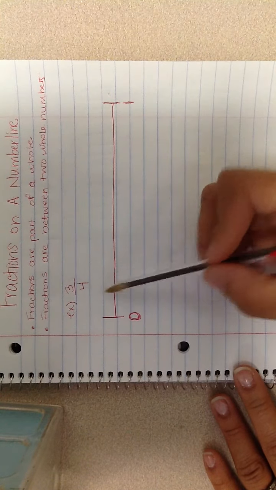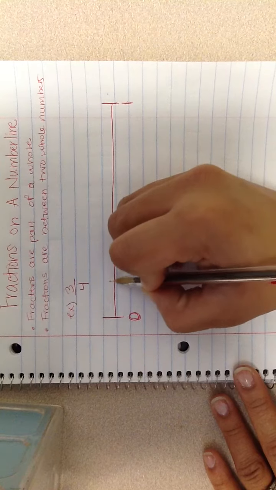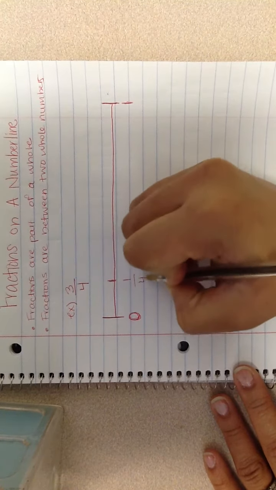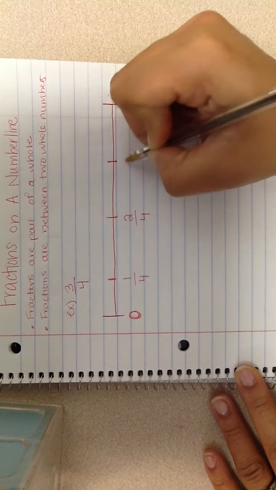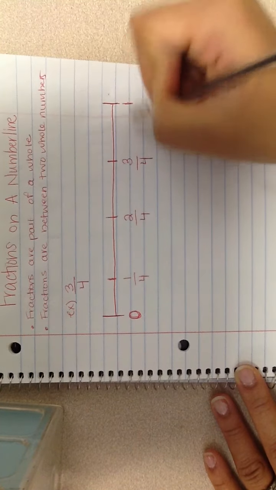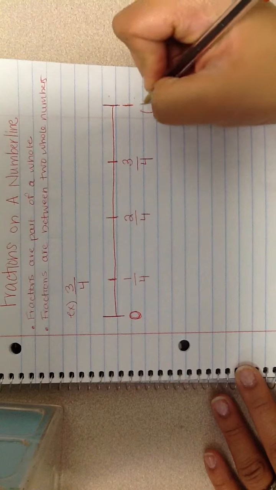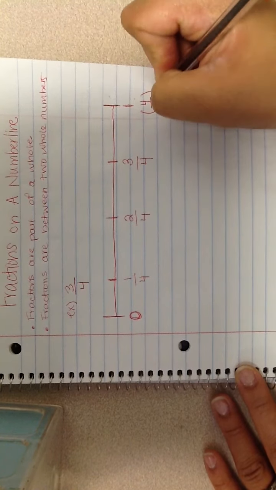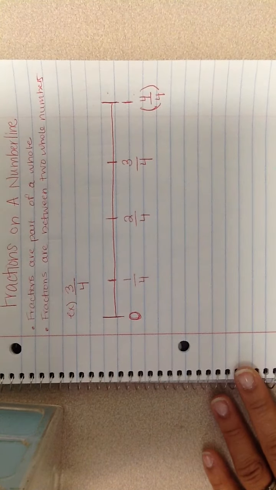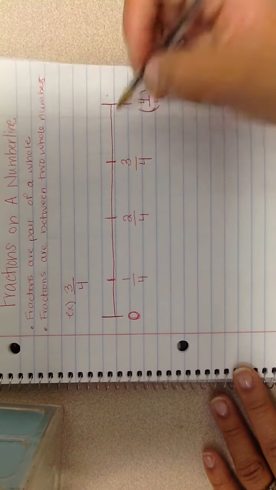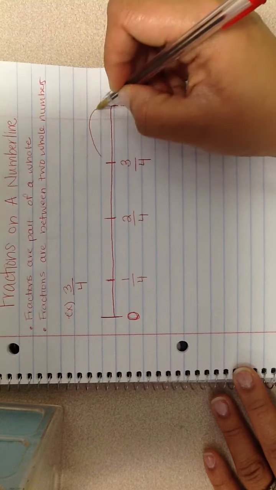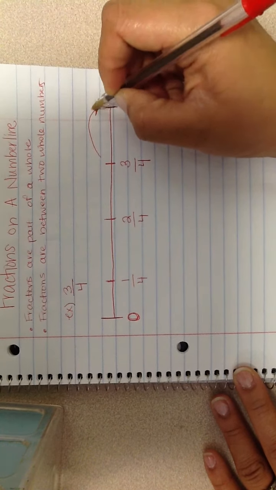If we were counting by fourths, we would say 1/4, 2/4, 3/4 would go here, and then 1 whole, because 1 whole is the same thing as 4/4. So if we were trying to figure out which whole number 3/4 was closer to, it is definitely closer to 1 whole on the number line.